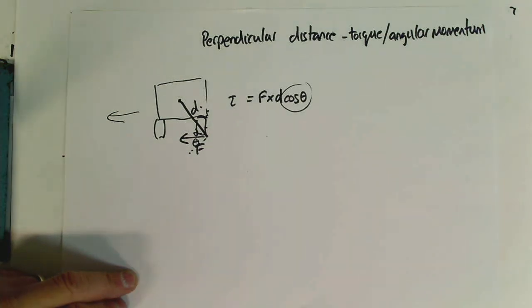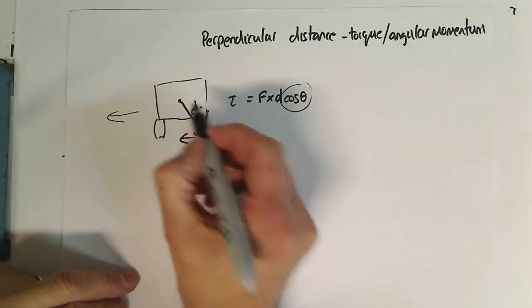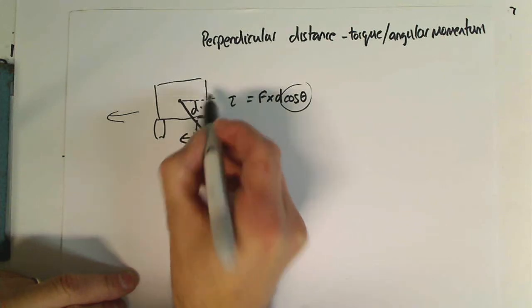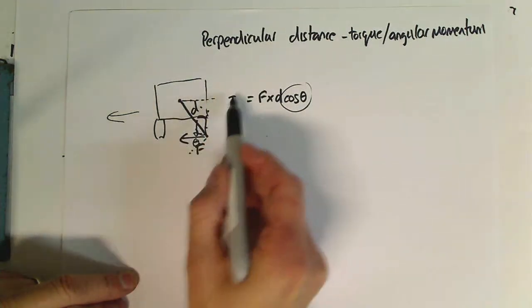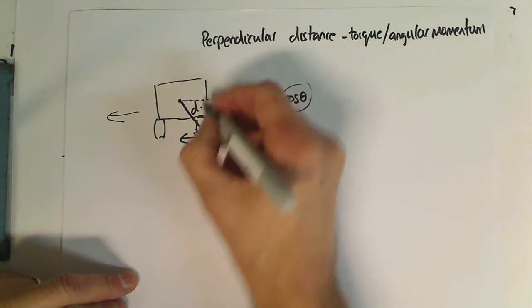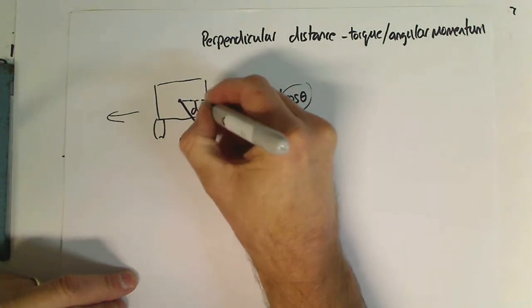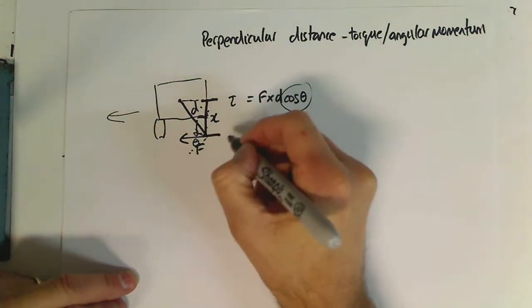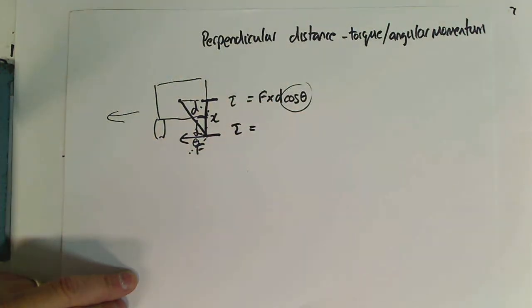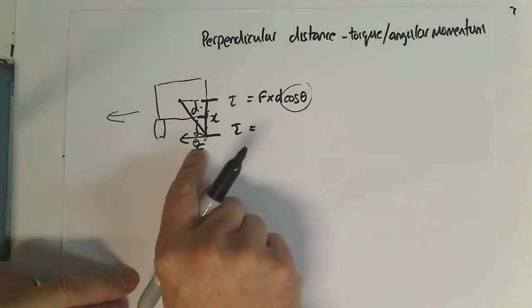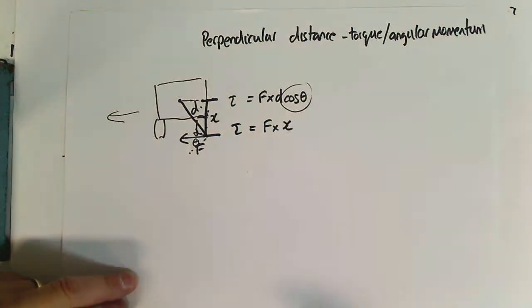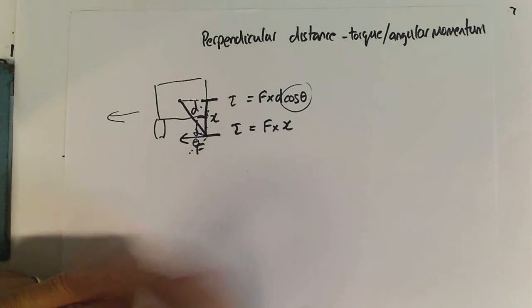90 degrees. So what you actually can do is just extend from that center point a line in a direction which is parallel with the force. And instead of using d, use this distance here. Okay, so if we call that x, then the torque is actually equal to the force times x. And we don't have to worry about that cos of theta or sine of theta depending on which angle we use.